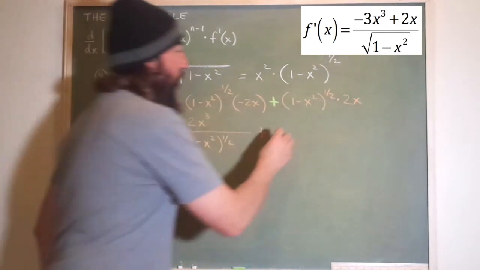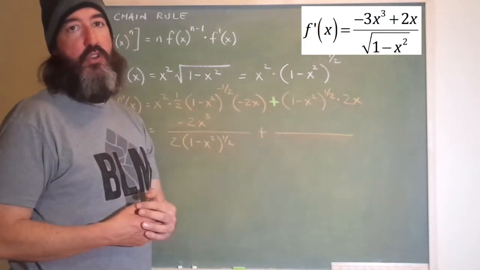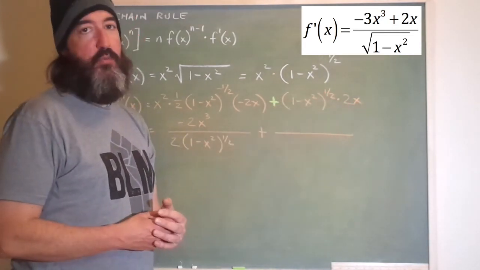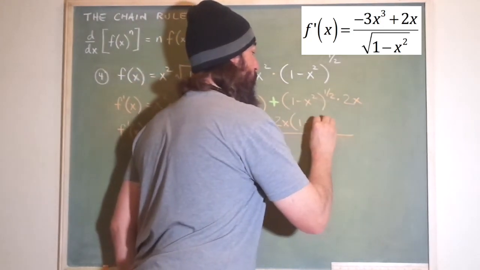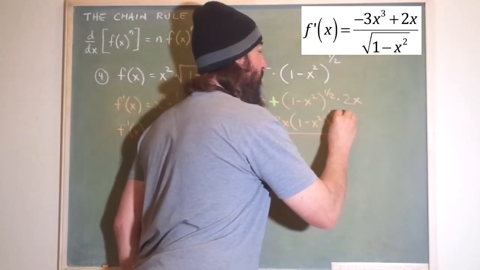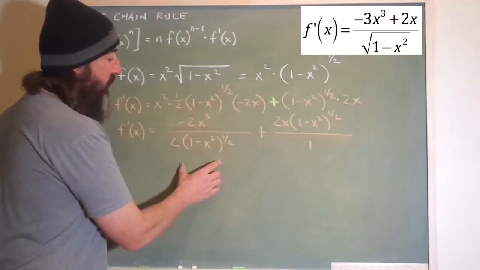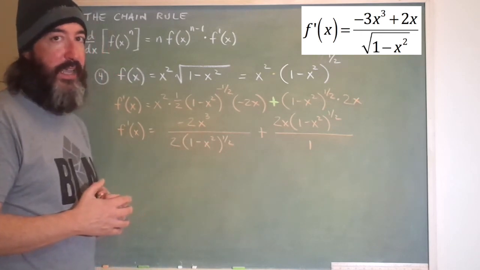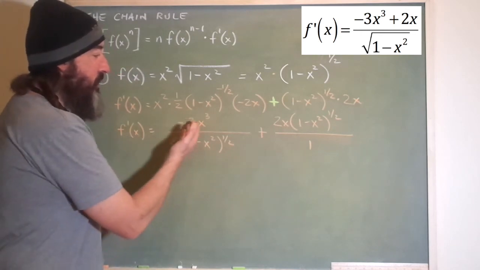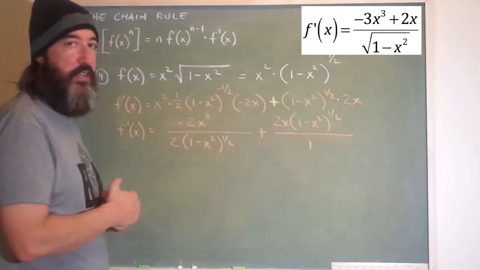Over here, I'm going to write a fraction as well. Now the 1 minus x squared to the 1/2 belongs in the numerator, the 2x belongs in the numerator. I think I'll put the 2x first. 2x times 1 minus x squared to the 1/2, I'll put all of that over 1. Perhaps over here you notice that the numerator has a 2 and the denominator has a 2. Well, we're allowed to cancel those out because I don't see any addition or subtraction in the numerator, and I really don't see any addition or subtraction in the denominator.